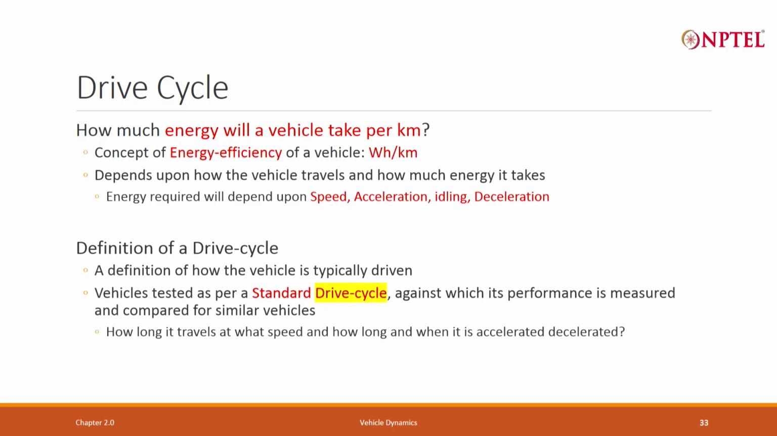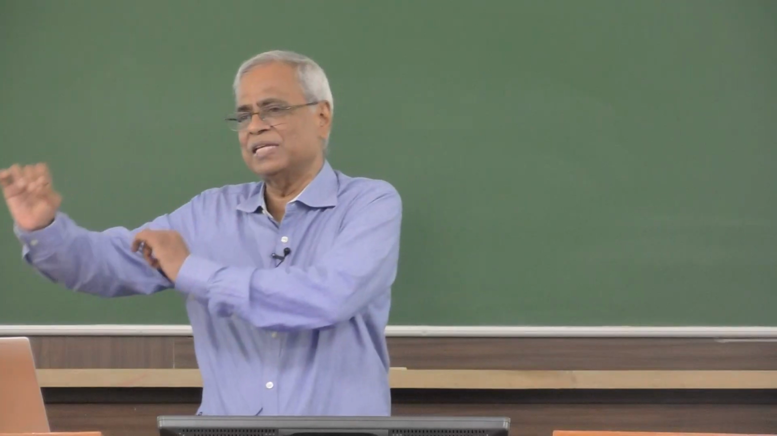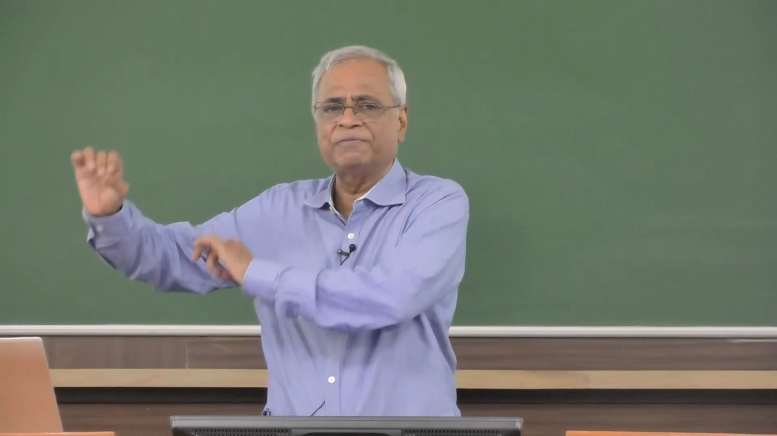Vehicles are tested as per a standard drive cycle. The standard drive cycle will tell you how long you travel, at what speed you travel and for how long, how much you accelerate, how much you decelerate, and whether you wait, idle. It will define this, and for a class of vehicle, it will standardize it, and that is called a standard drive cycle. A standard drive cycle for a two-wheeler, a standard drive cycle for a three-wheeler, a standard drive cycle for a four-wheeler.